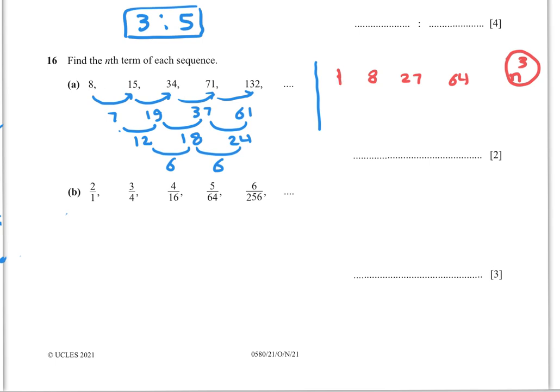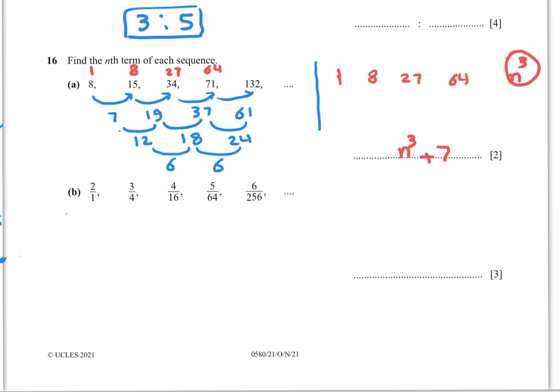1, 8, 8, 15, 27, 34, 64, and 71. Compare the first four terms for n power 3, the cube numbers, and the first four terms for the original: 1, 8, 8, 15, 27, 34, 64, 71. We add 7 each time. So the nth term for this sequence is n power 3 plus 7.